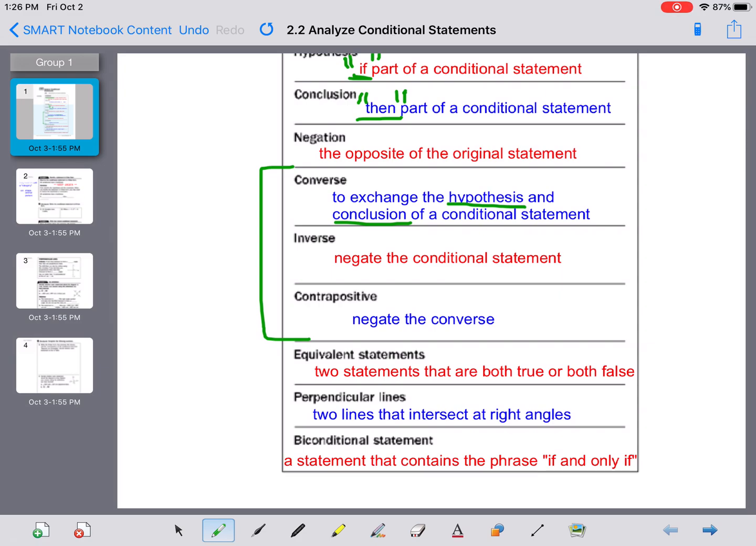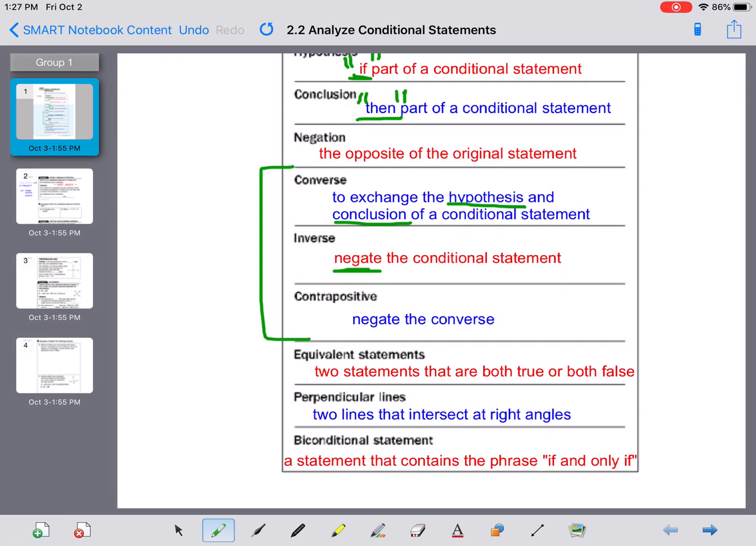The inverse is the next one on the list, and it negates the conditional statement. So the conditional is the one we started with, which said, if you clean your room, then you can go to the game. When I say negate, that means to do the opposite of things. So I say, if you do not clean your room, then you do not go to the game.